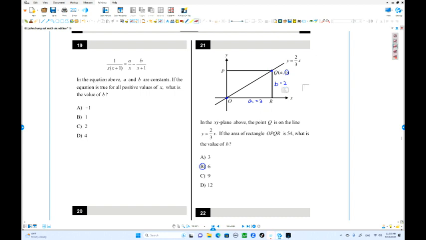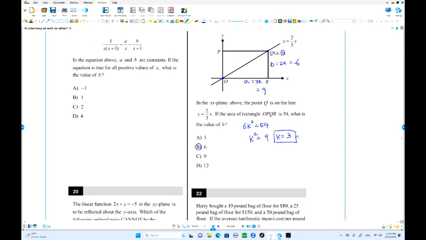Or you can use the ratio: this is 2k and the other one is 3k. It depends on the value of k. So the area in terms of k is 2k times 3k, which is 6k squared. That equals 54, so k squared equals 9. k is a positive number, so k is 3. So this is 6 and this is 9. You can use this one too.